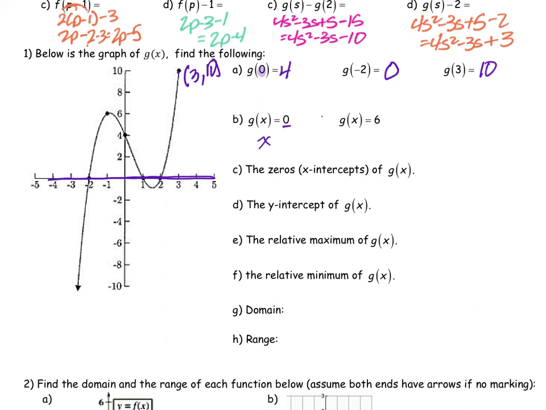So x equals what? -2, 1, and 2. Perfect. Because that's where it touches 0. Right there, right there. Good job. And there. Perfect.